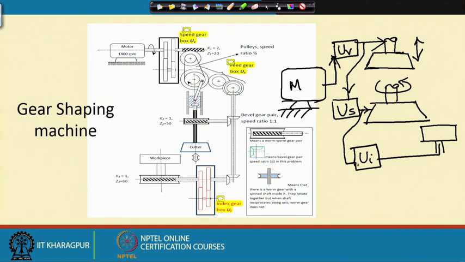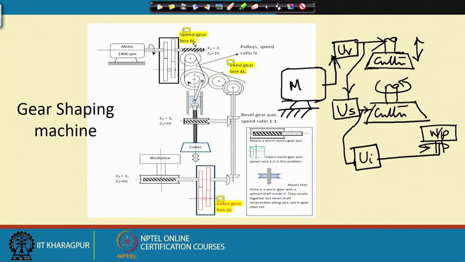So, let us quickly have a look. Is this really coming out this way? Workpiece, cutter. The cutter gets two motions, up and down and rotation. The workpiece gets one motion, that is the rotation. Okay, so that is interesting. Let us see, does it match with this one?